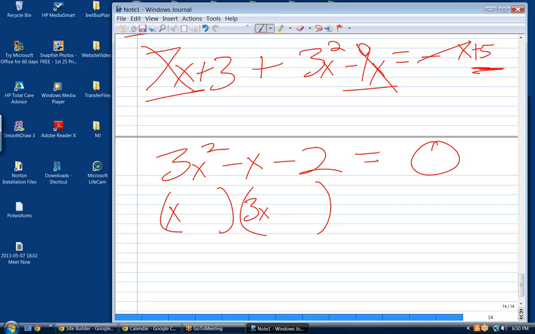Okay, now the rules are a little different. And the rules become different because this coefficient is not the same as this coefficient. This is a 1, this is a 3. So all of the rules that I've been telling you about factoring no longer apply. It now becomes a bit of a trial and error game.